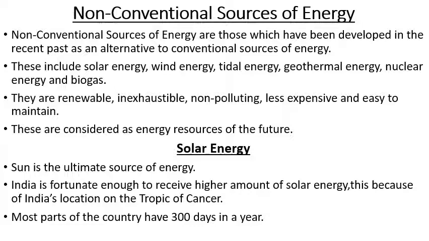So here the question can be asked: why is India benefited by solar energy, one of the non-conventional sources of energy? You can frame a question as give reason. Because India is located on the Tropic of Cancer, you can write, most parts of the country have 300 clear sunny days in a year. Out of 365 days, 300 clear sunny days we experience because it is located on the Tropic of Cancer. Why India is most benefited by solar energy, you will have to write this reason.